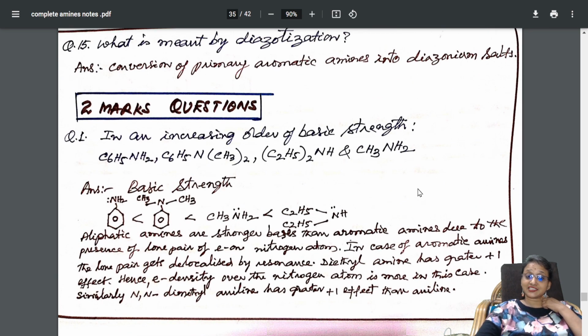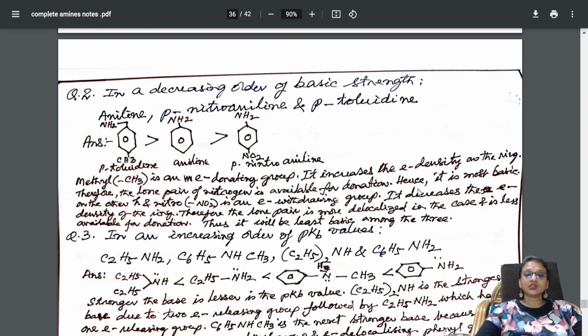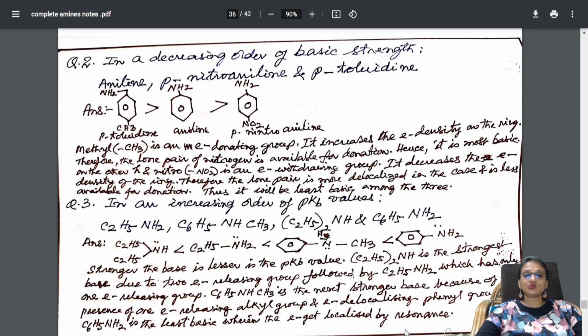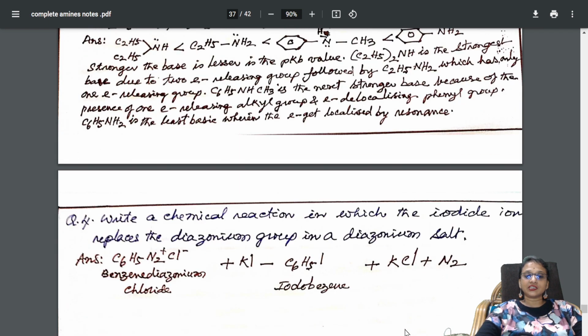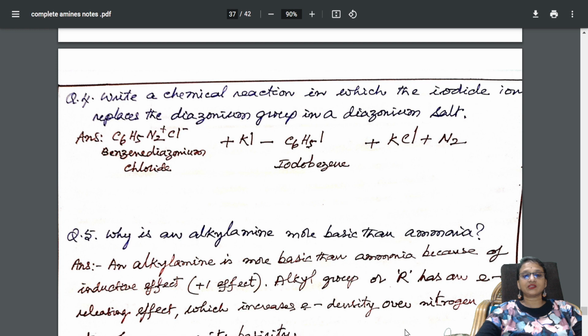Here I have given basic strength in aqueous medium. Check that. From there, gradually I took you into the decreasing order based questions. You very well know, no? The more the electron releasing groups, the more the basicity. The more the electron withdrawing groups, the less the basicity. Done. Gradually I took you into pKb values, very important questions, students. Then a question: write a chemical reaction in which iodine replaces the diazonium group. Easy. Taking potassium iodide, I replace the chlorine with iodine. Your nitrogen gas is out and KCl is out.